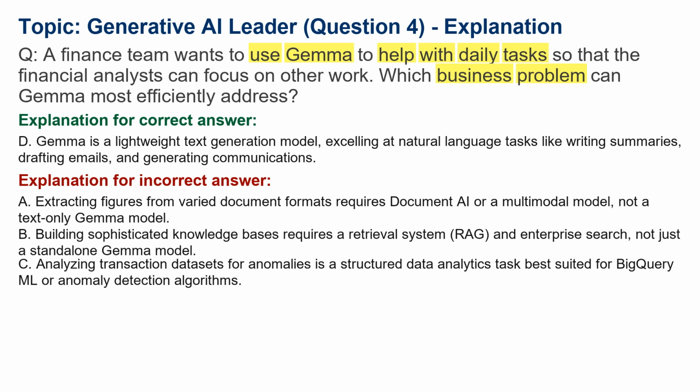Gemma is a lightweight text generation model, excelling at natural language tasks like writing summaries, drafting emails, and generating communications. Why are the others incorrect? A. Extracting figures from varied document formats requires Document AI or a multimodal model, not a text-only Gemma model. B. Building sophisticated knowledge bases requires a retrieval system, RAG, and enterprise search, not just a standalone Gemma model. C. Analyzing transaction datasets for anomalies is a structured data analytics task best suited for BigQuery ML or anomaly detection algorithms.